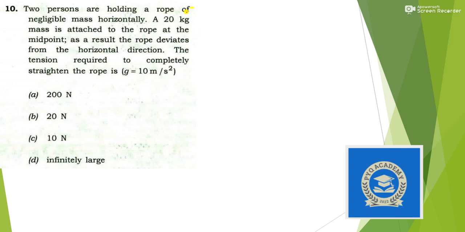Two persons are holding a rope of negligible mass horizontally. This is a negligible mass, and a 20 kg mass is attached to the rope at the midpoint. So what will be the tension on both sides? This is a concept of higher NCERT. So just remember the answer, option D, because the explanation right now is not needed.